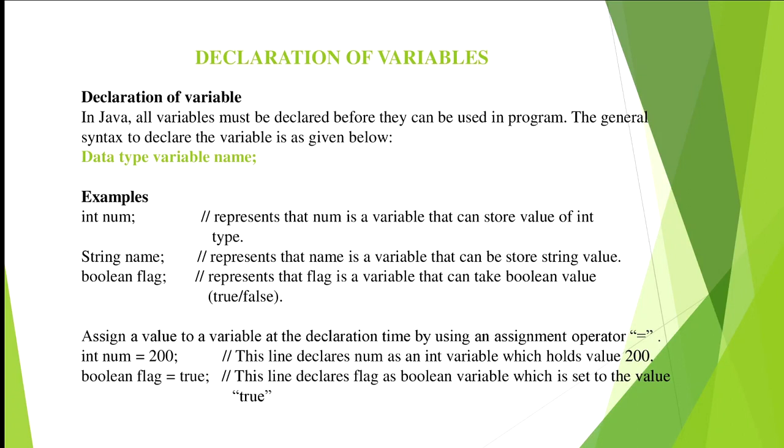After that we see how to initialize the variables or how to assign a value to the variable. Very simple. You can just use the assignment operator equal to assign the value to the variable. The first example, int num equal to 200 means here I assign the value 200 to the variable num. And similarly, in the second example, I assign the value true to the variable flag.